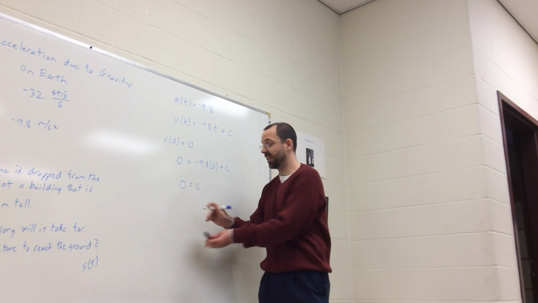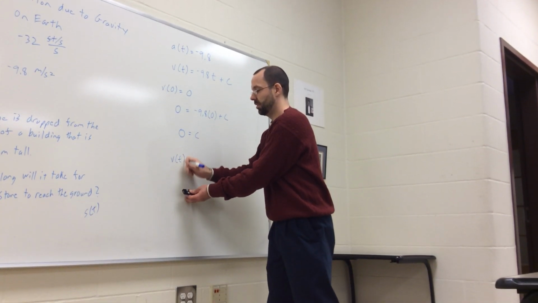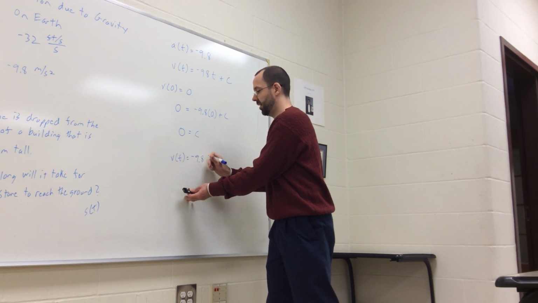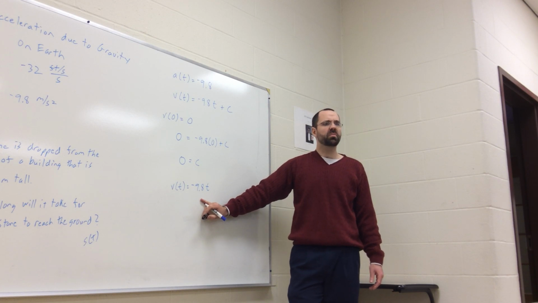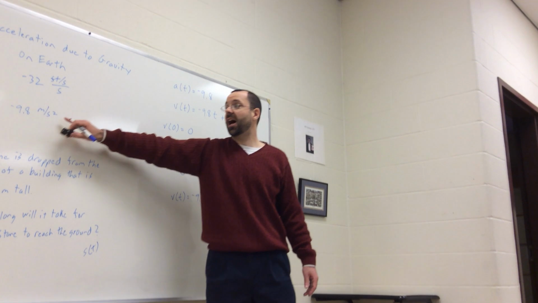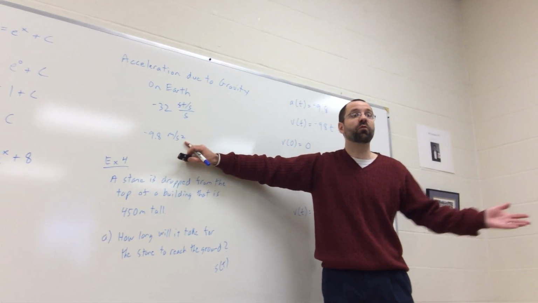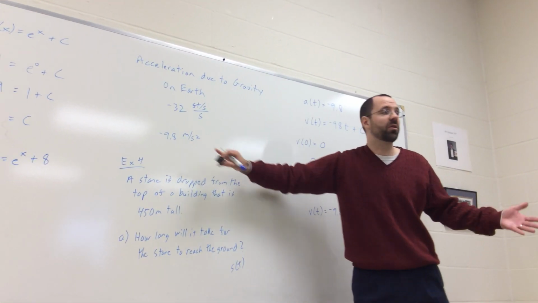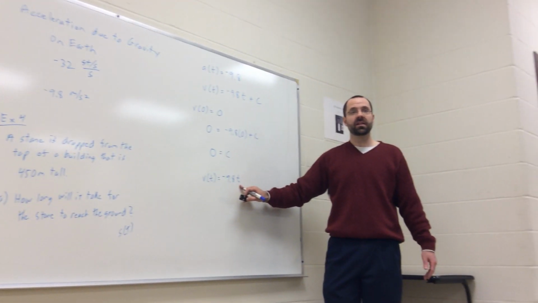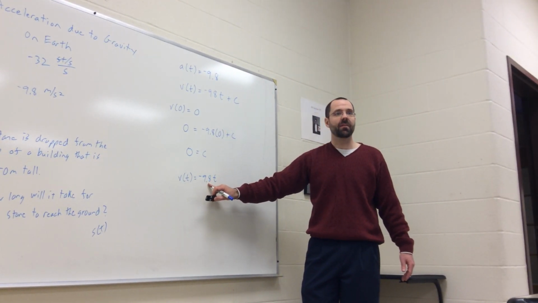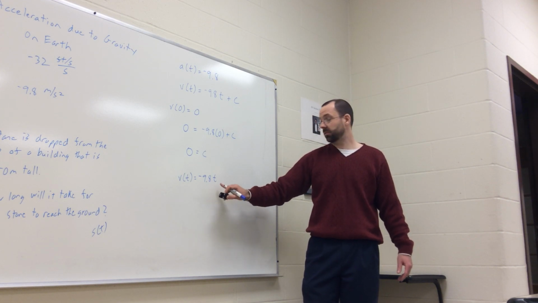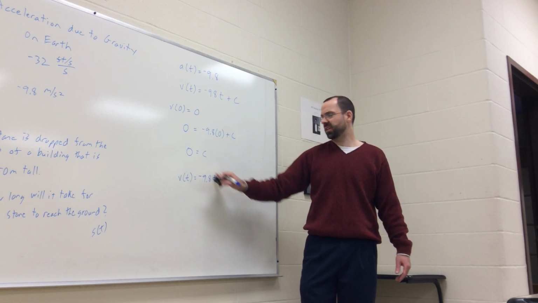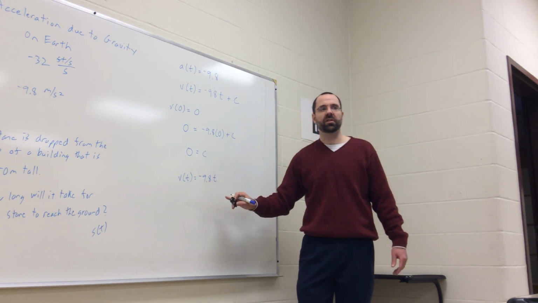Okay, so now we have a solid velocity equation. The velocity at any time is negative 9.8t, which makes complete sense, right? Because I told you that it was going to accelerate 9.8 meters per second every second. So if 3 seconds have gone by, it will have accelerated that 3 times, and so then its velocity is going to be 3 times that. So that makes sense from what we already knew.